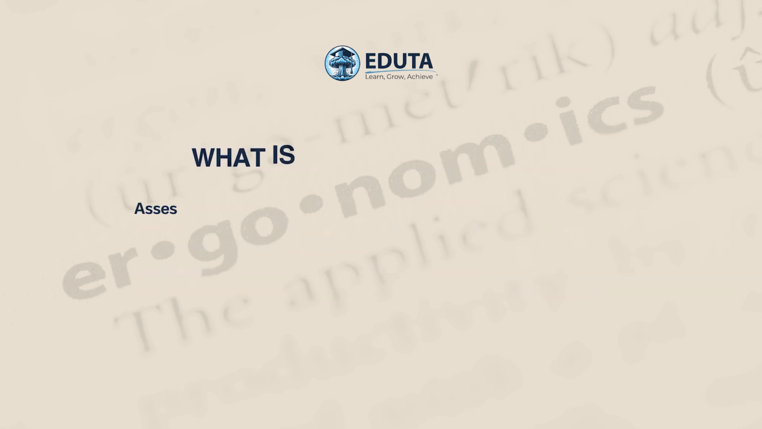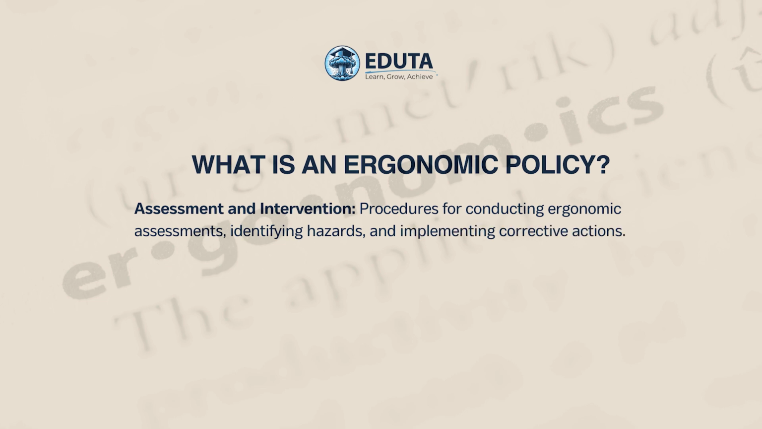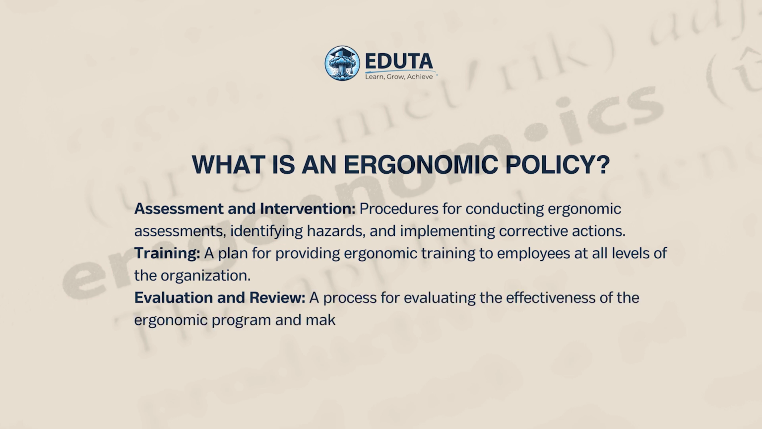provide. Assessment and intervention, procedures for conducting ergonomic assessments, identifying hazards, and implementing corrective actions. Training, a plan for providing ergonomic training to employees at all levels of the organization. Evaluation and review, a process for evaluating the effectiveness of the ergonomic program and making continuous improvements.